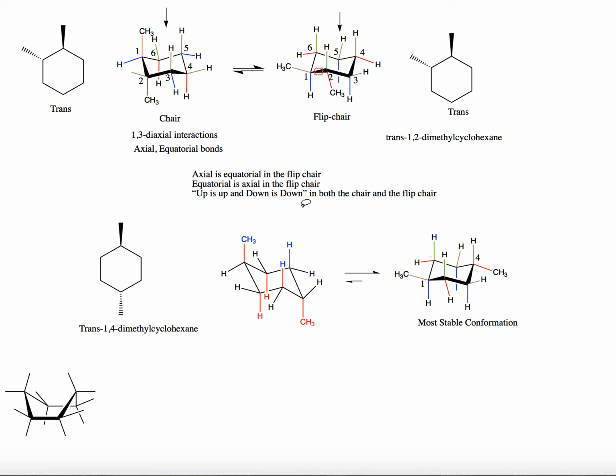So this is how you build and analyze conformations of cyclohexane. So you gotta always draw the chair, draw the flip chair, anything that is axial becomes equatorial and vice versa. Up is up and down is down. And once you build both the chair and the flip chair, if you have substituents, analyze how many diaxial interactions you have, and that will determine which is the most stable conformation.